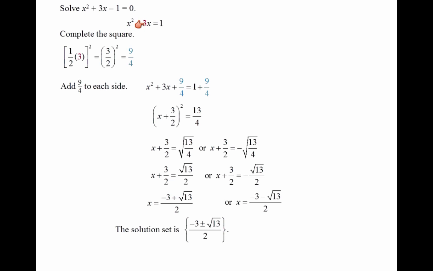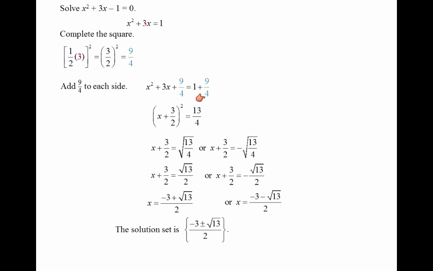To complete the square, I need to take the coefficient of x, which is 3, and multiply by 1/2, or divide it by 2, and then square it. So 1/2 times 3, squared, gives me 3/2 squared, which is equal to 9/4. This is the number I need to complete the square.